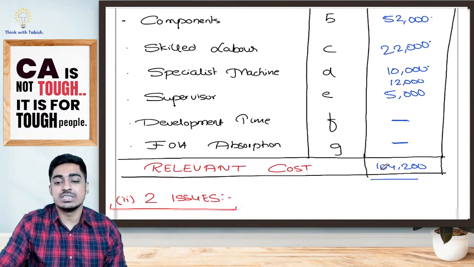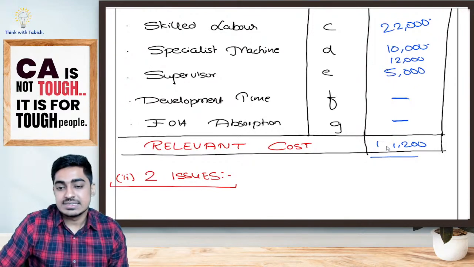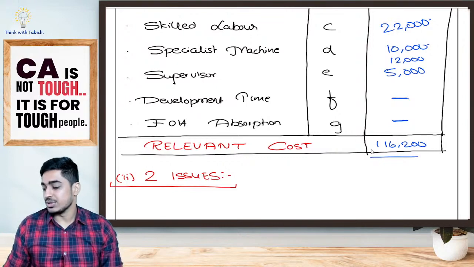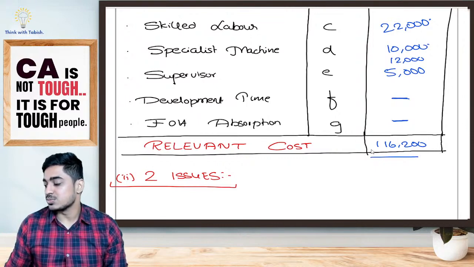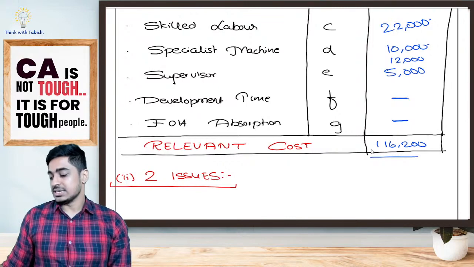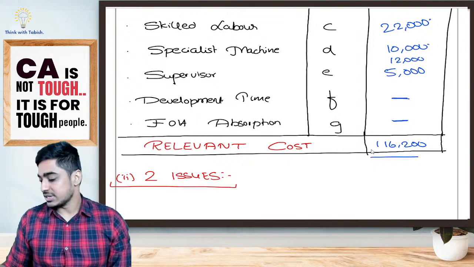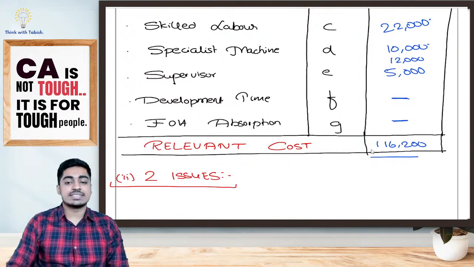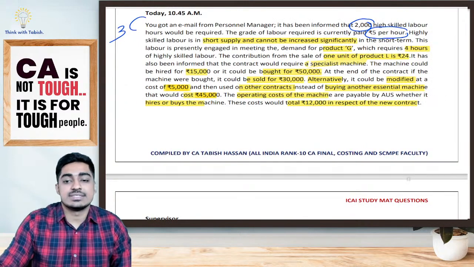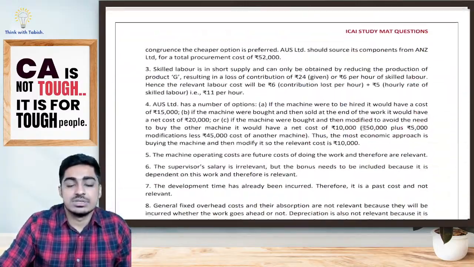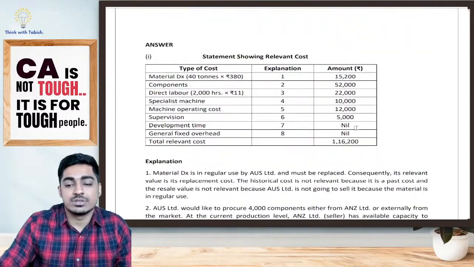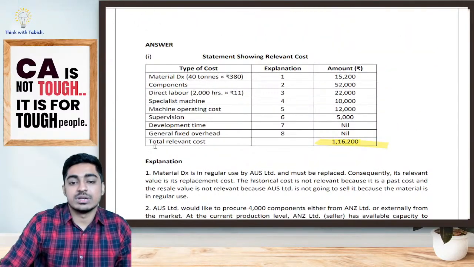The total cost is 1,16,200 rupees. Okay, because we are doing it in a hurry, we are only looking at it quickly. There is a possibility few items may get missed out. That is why we are confirming it again. It is 1,16,200. Look at the answer. Such a lengthy answer it was. Yes, we have done everything. Total relevant cost is 1,16,200.